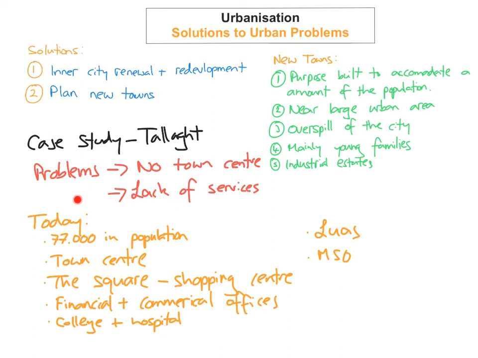Okay, so we're going to look at what Tala actually looks like today, and at the moment the current population is about 77,000. They have got a town centre now in Tala, which they really didn't have beforehand. They've got a big shopping centre, the Square. It's a financial and commercial centre for many businesses and offices. They've got a college, the Institute of Technology, and they've got a hospital.